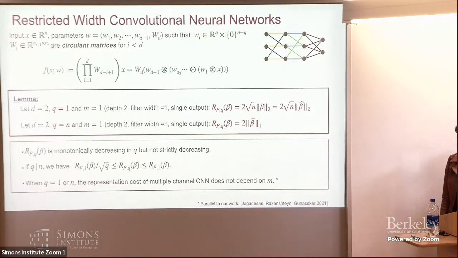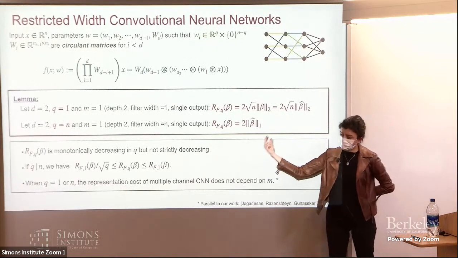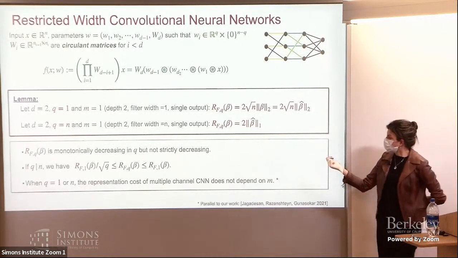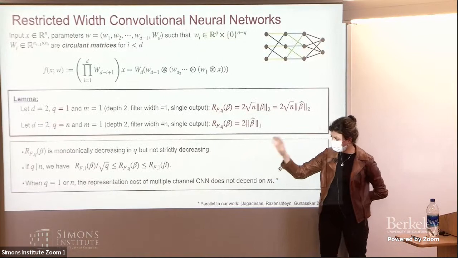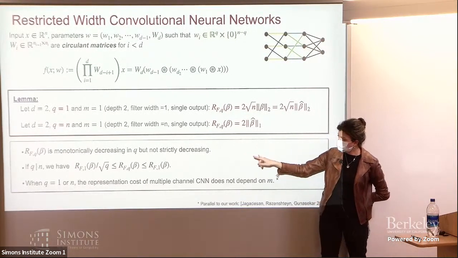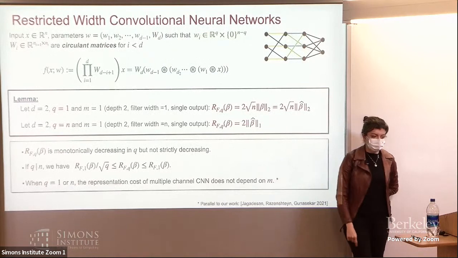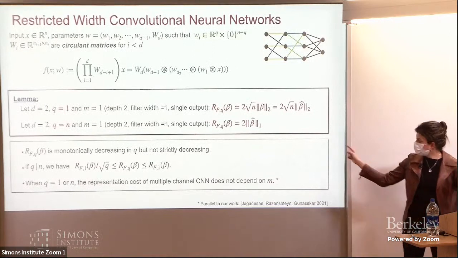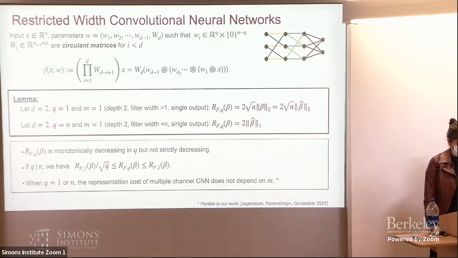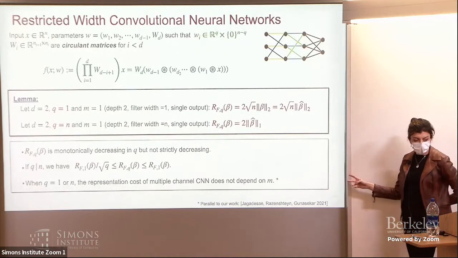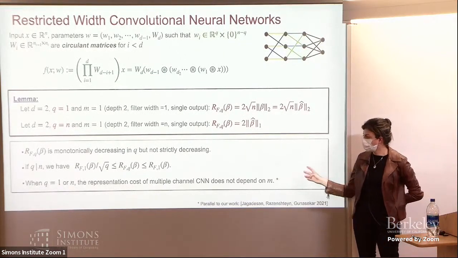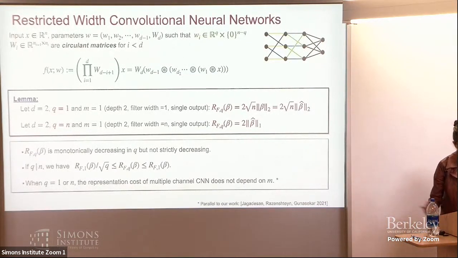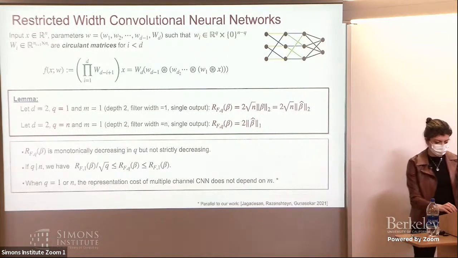In other results, we show that if Q divides N, again, N is the input dimension and Q is the filter width, then the representation cost of the CNN with filter width Q is going to be upper and lower bounded by the representation cost of the CNN with one filter tap within a factor of 1 over square root Q. And the other result says that the representation cost of multi-channel CNN does not depend on N, the number of channels, the number of outputs. We showed it for Q equal to 1 and N, and these people showed it for general Q.